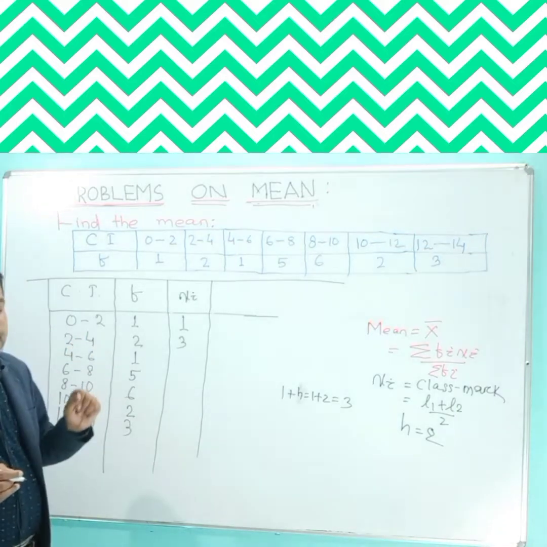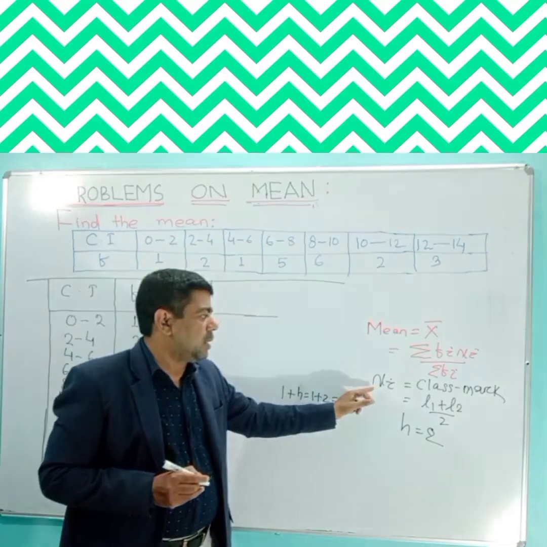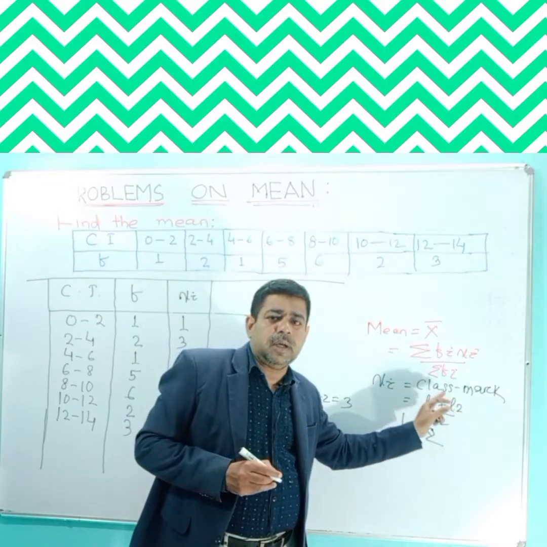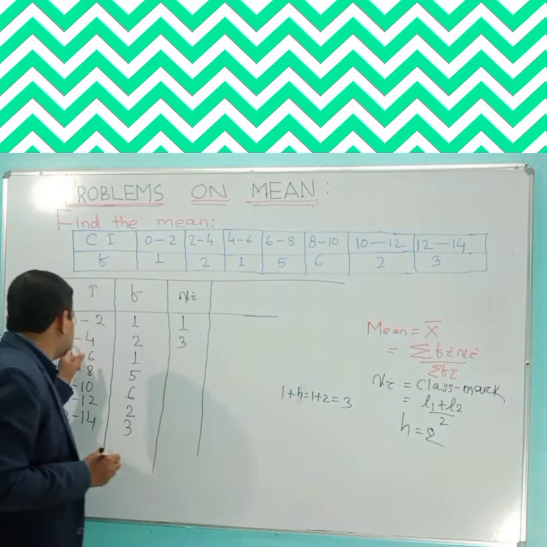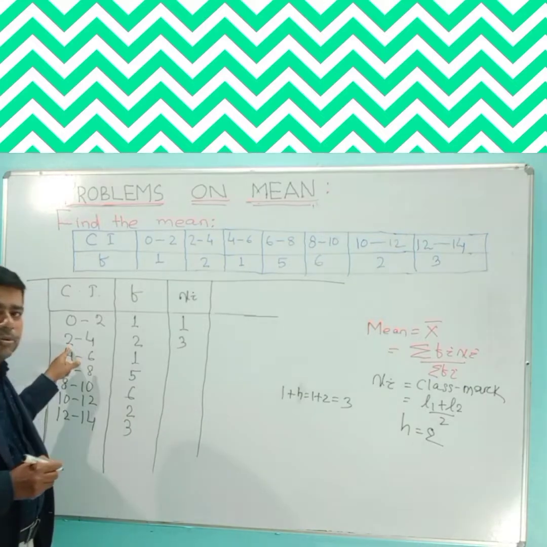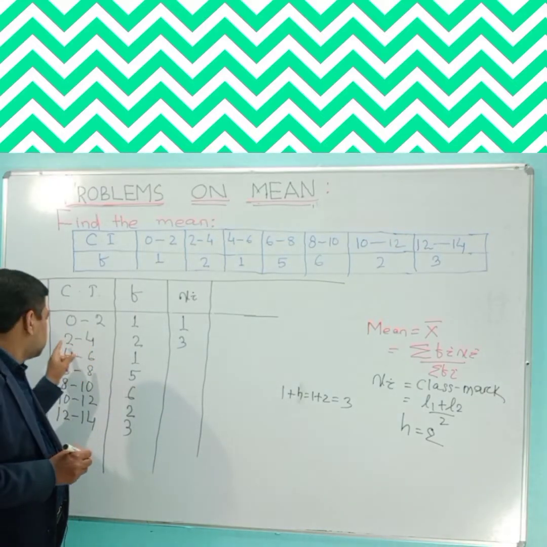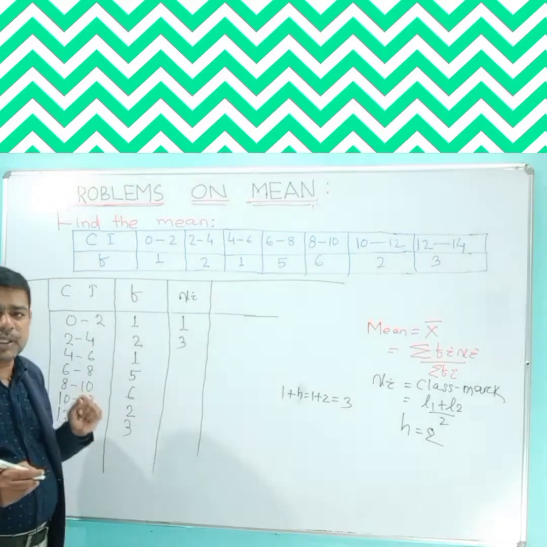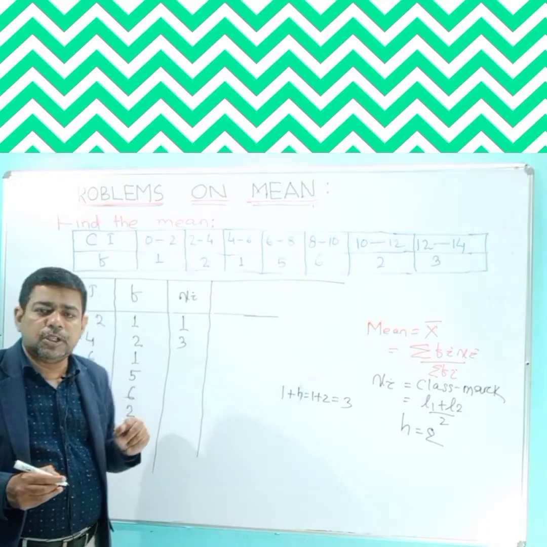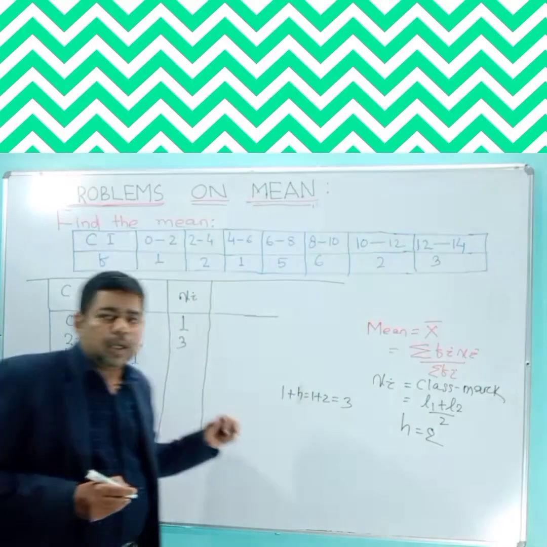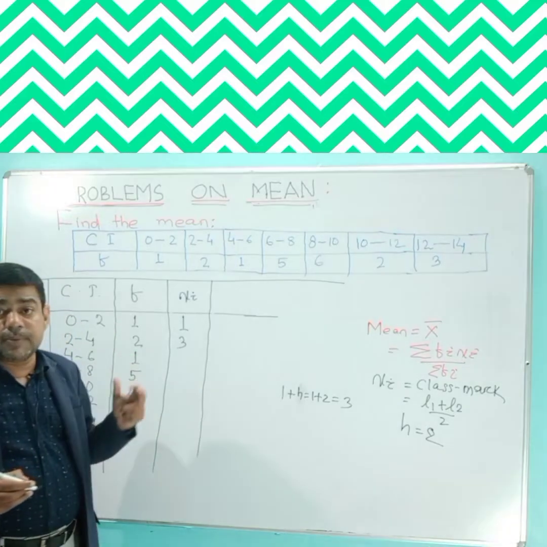According to the definition and formula of the class mark, xi, the class mark, is the lower limit plus upper limit, L1 plus L2, by 2. Let us check it. Here the lower limit L1 is 2 and the upper limit L2 is 4. So L1 plus L2, 2 plus 4, is 6, by 2 is 3. It is also coming.